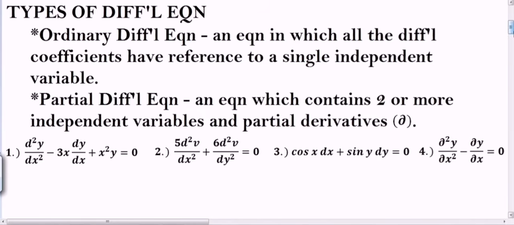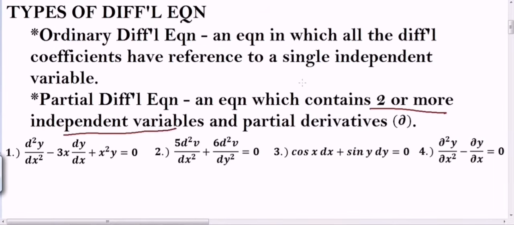So, there are two types of differential equation. We have the ordinary differential equation and partial. So, ordinary, an equation in which all the differential coefficients have reference to a single independent variable. So, meaning kapag meron kang isang independent variable lang, ang tawag doon ay ordinary differential equation. Now, yung partial naman, syempre, the equation which contains two or more independent variables.